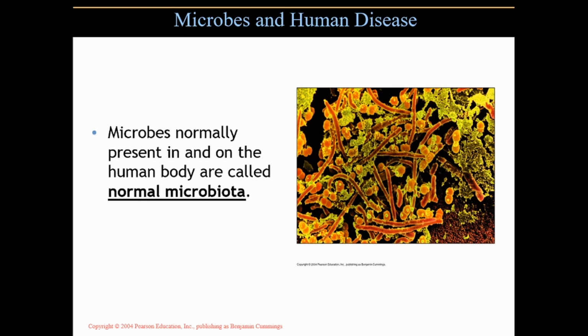Microbes that are normally present in and on the human body are called normal microbiota. The older archaic term was normal flora, and we called them flora because we weren't sure where to classify them. They weren't animals, so we thought bacteria were plants, and so we called them flora. But I suppose the more sophisticated term is microbiota. Normal microbiota live on our skin, on the conjunctiva of our eyes, in our large intestine, and so forth.